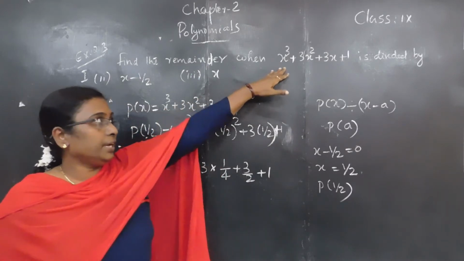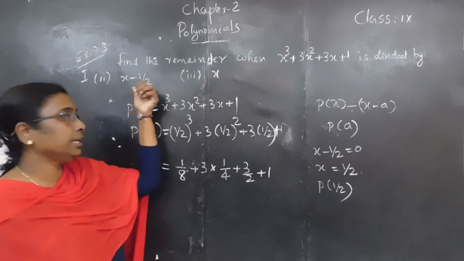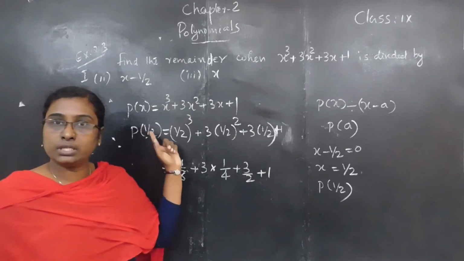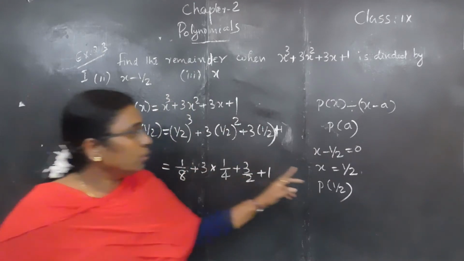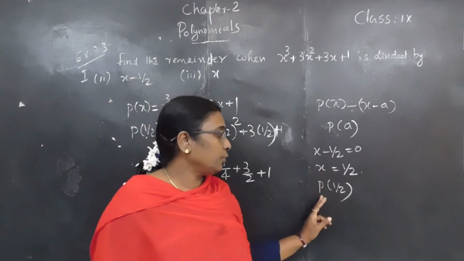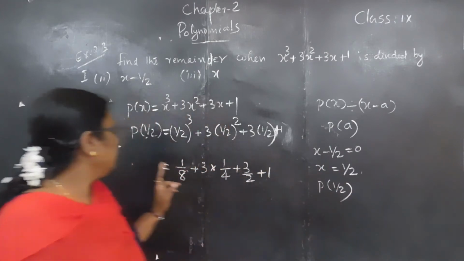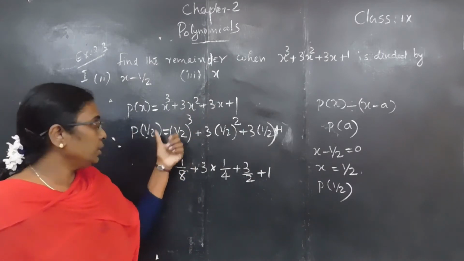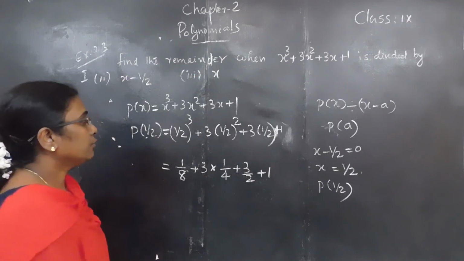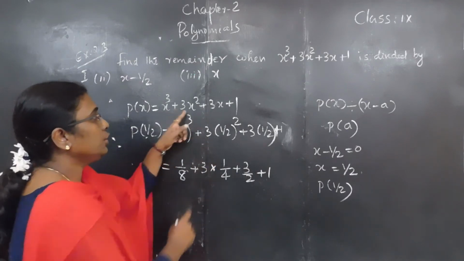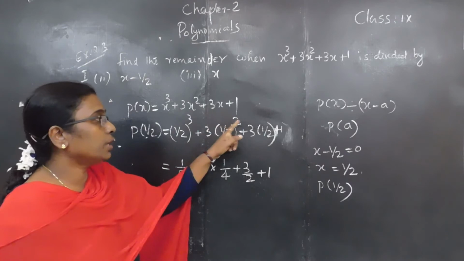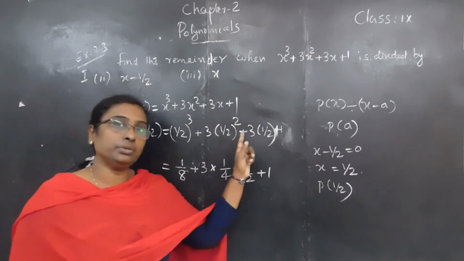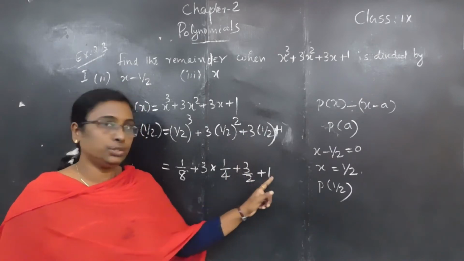We have to divide this polynomial by the linear polynomial x minus half. The remainder is p of half. The 0 of x minus half is 1 by 2. Therefore, we have to find p of half. p of half equal to 1 by 2 the whole cube plus 3 into 1 by 2 the whole square plus 3 into 1 by 2 plus 1. We substitute 1 by 2 in place of x here. That is 1 by 8 plus 3 into 1 by 4 plus 3 by 2 plus 1.